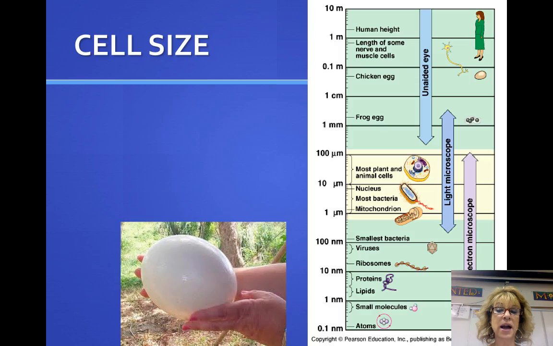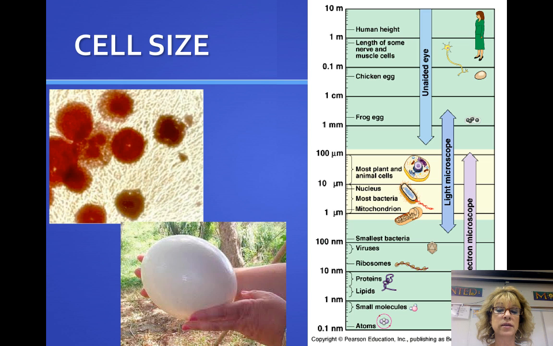The smallest cells are bacteria called mycoplasmas. They range from about 0.1 to 1.0 micrometers. Again, that's 1/1,000,000th of a meter, or 10 to the minus 6. The largest cells are bird eggs and some nerve and muscle cells. Most cells range between 1 micrometer and 100 micrometers.